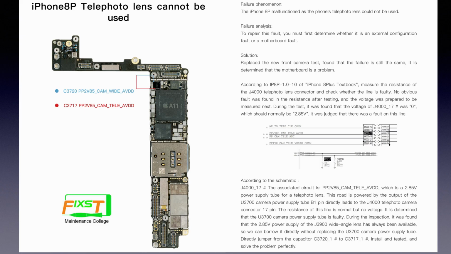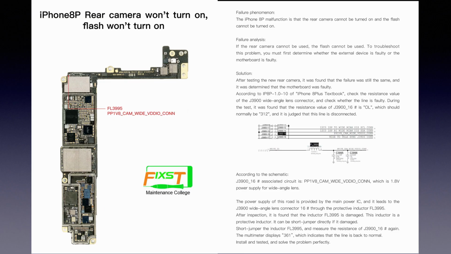It's determined that the camera power supply IC has some problem. During our test, the other place also has this power, and it seems like the last case. We just make a jumper from capacitor C3720 pin 1 to C3717 pin 1, and install and test. This problem is also finished. Okay, going to the next case.